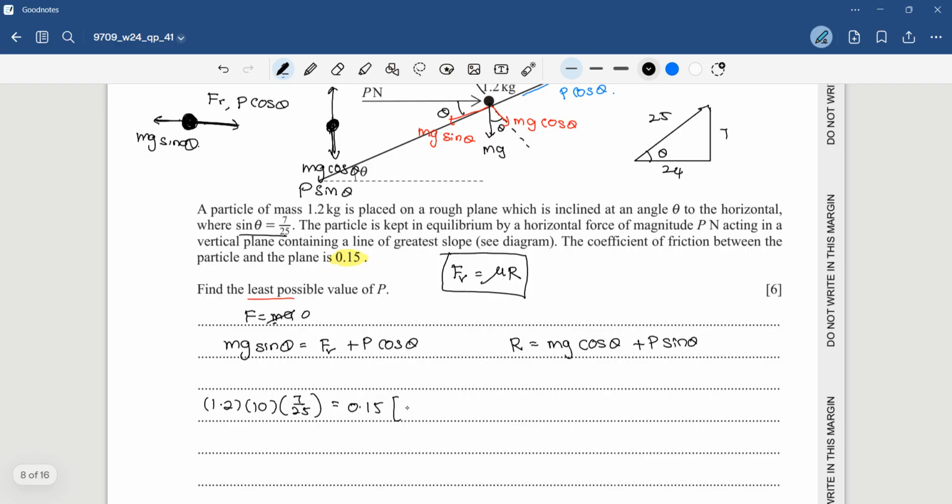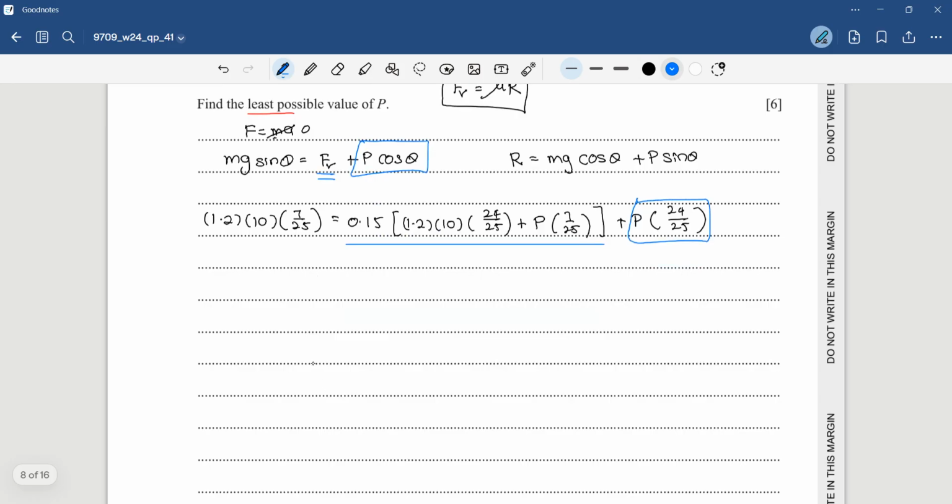R is mg cos theta, which will be 24 over 25, plus P 7 over 25. Okay, so Fr plus P cos theta, 24 over 25. Okay, this is your Fr, and P cos theta. So now you can try to solve this.